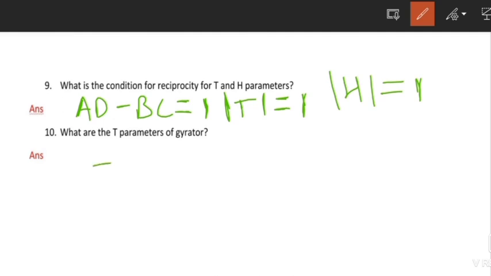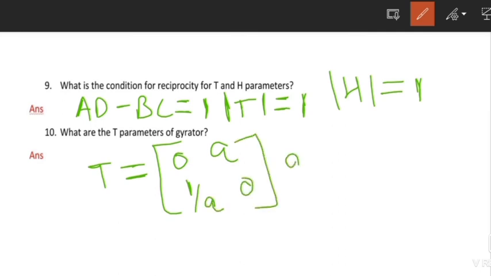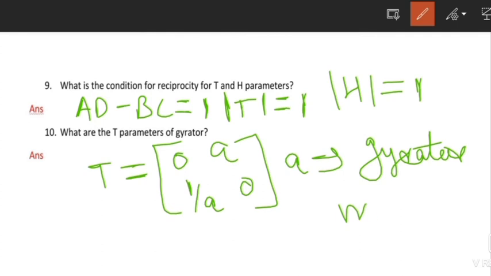Next question, what are the T parameters for a gyrator? So the T parameters are 0, A, 1 by A and 0, where A is the gyrator input resistance, or you can say gyrator resistance.